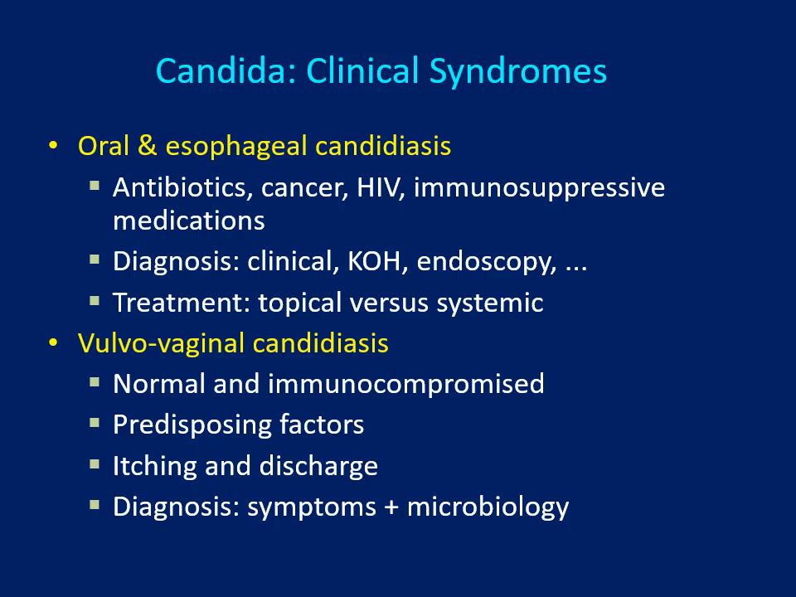Vulvovaginal candidiasis can occur in normal as well as in immunocompromised individuals. The predisposing factors could be diabetes, pregnancy, or a prolonged course of antibiotics in a lady. They usually produce itching and discharge, mainly whitish to yellowish discharge from the vagina, and the diagnosis is symptomatology plus always doing some microbiology and a KOH smear.